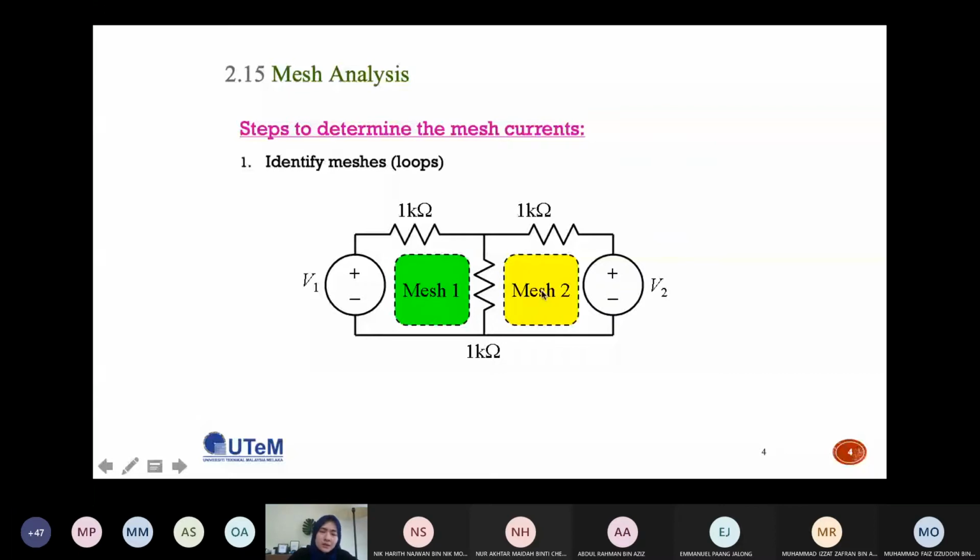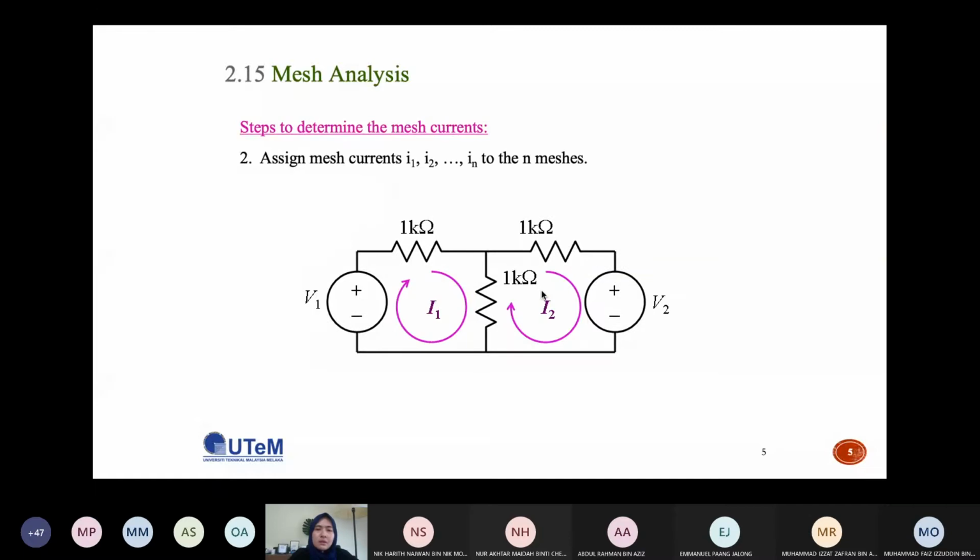The next step is to assign the mesh currents, I1 and I2, to the meshes. Since you have 2 meshes, we only have 2 currents. The first mesh over here, we name it current I1. And the second mesh, we name it current I2.